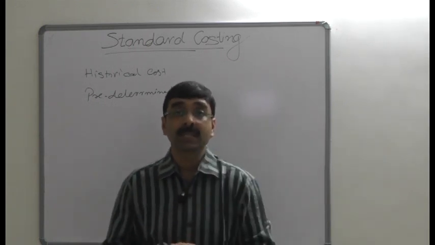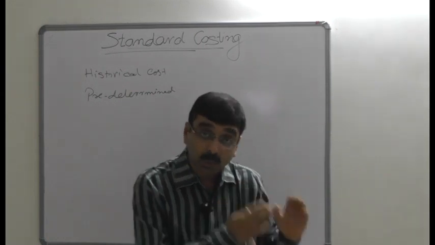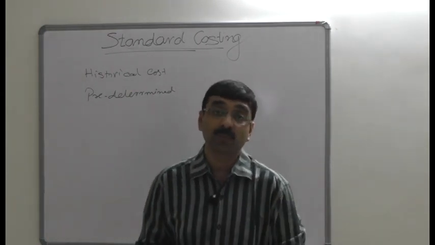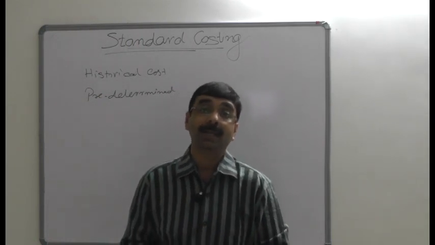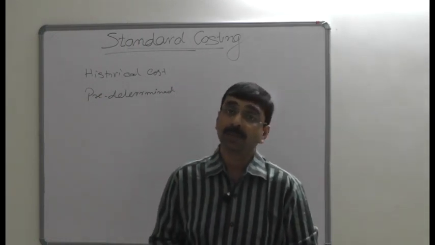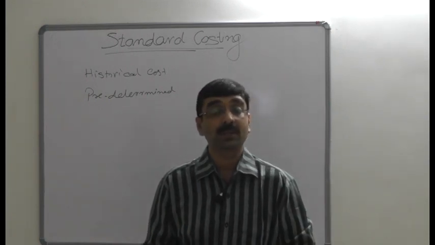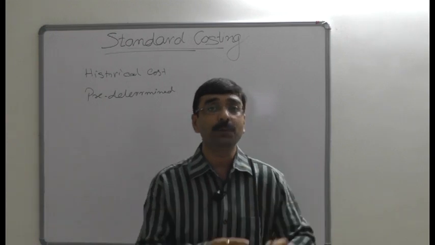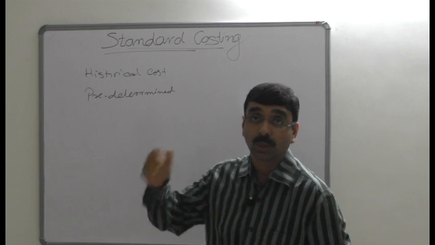Historical cost means the actual cost or a past cost, and historical costing is a system in which actual costs incurred in the past are determined. So whatever cost has been incurred in the past is your historical cost, and the system applied for determining the incurred historical cost is called historical costing.